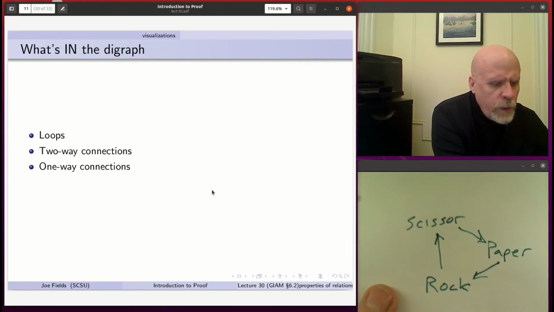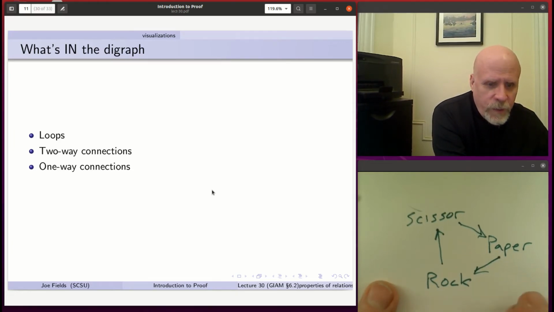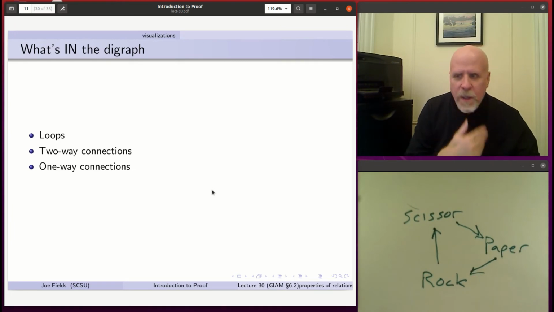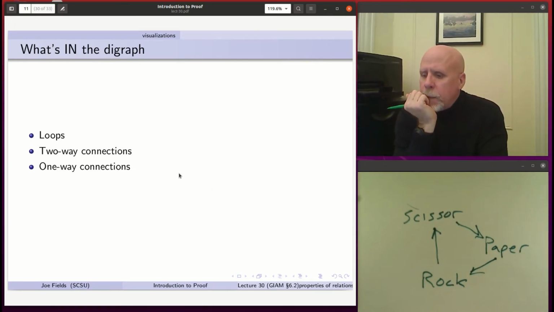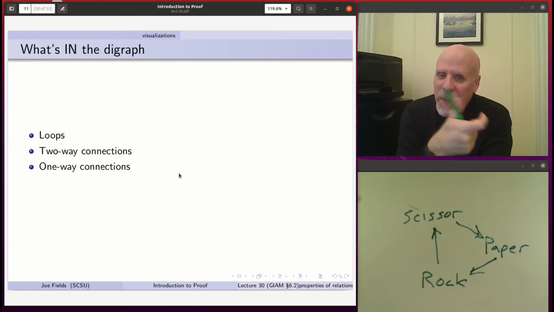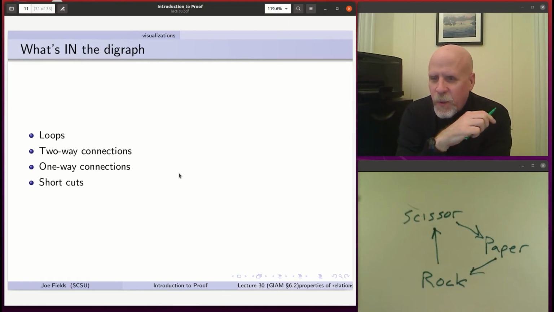What do you do when both players have scissors? Should we put a loop there? I think in this game, no. It's just a tie, and you start over if you both have scissors. All right, so one-way connections. That's the hallmark of antisymmetric. Really need to be careful the way I say this. The hallmark of the digraph for an antisymmetric relation is the connections are all one way.